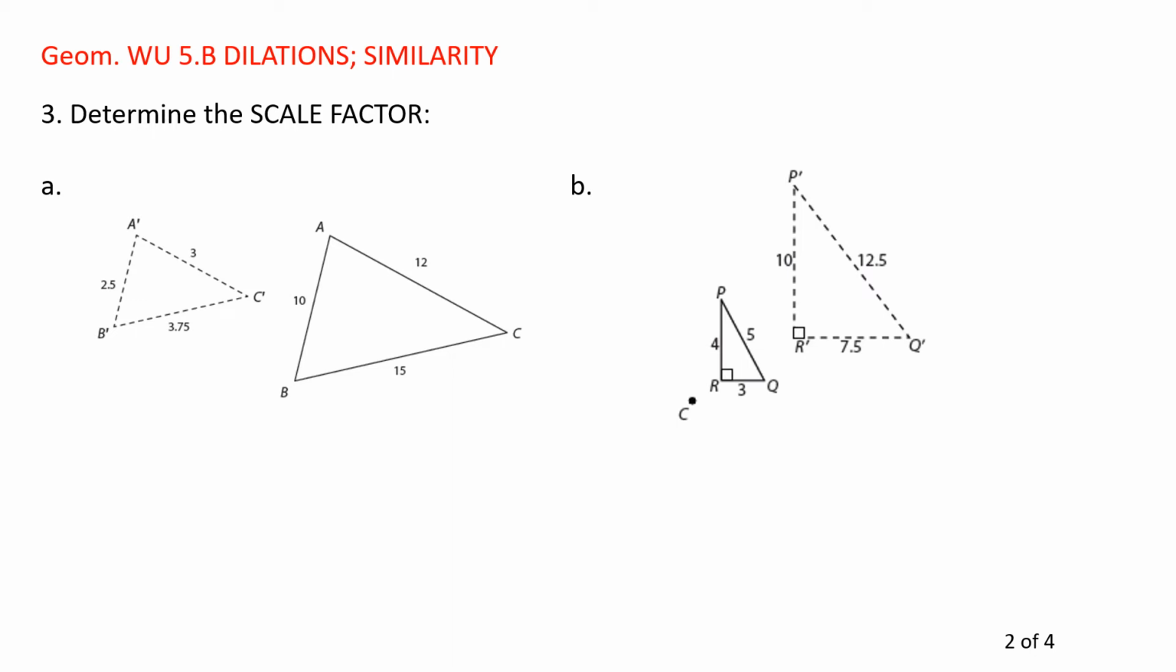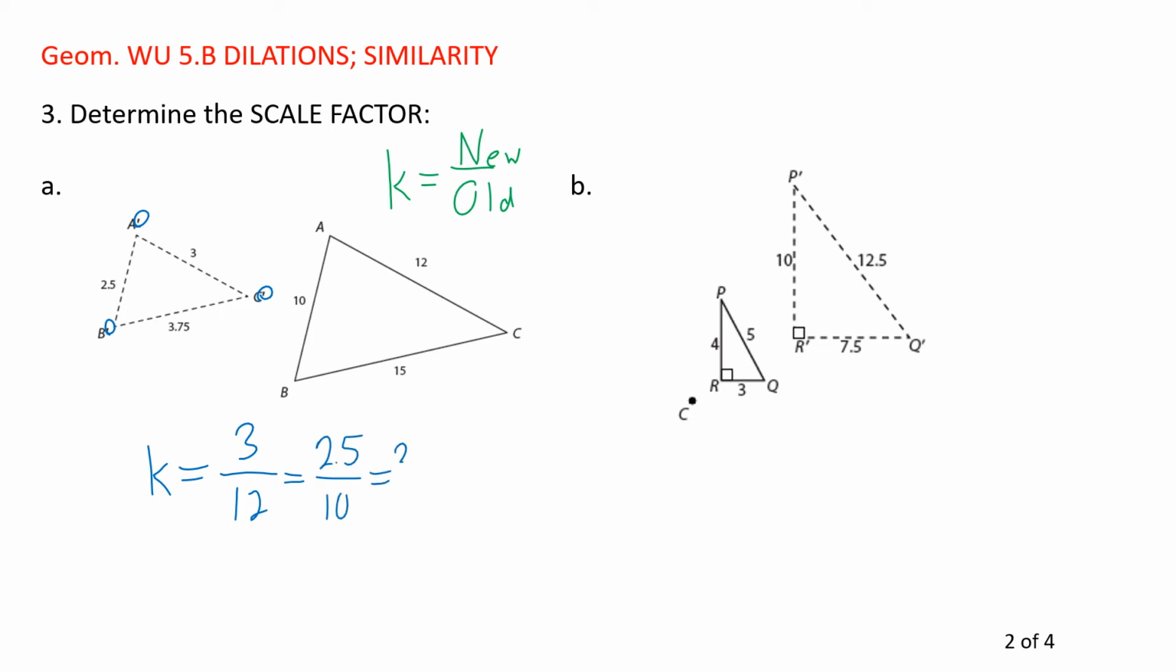Determine the scale factor. Of course, you remember the scale factor is, you take a measurement from the new, you put it over the corresponding measurement from the old. The main thing is you just need to make sure you know which one is the new and which one is the old. These look familiar. I believe I've done these in a previous one. So the new on this one is the one with the primes. So I'm going to take 3, put it over 12. It should be the same for all of them. And they are all 0.25.